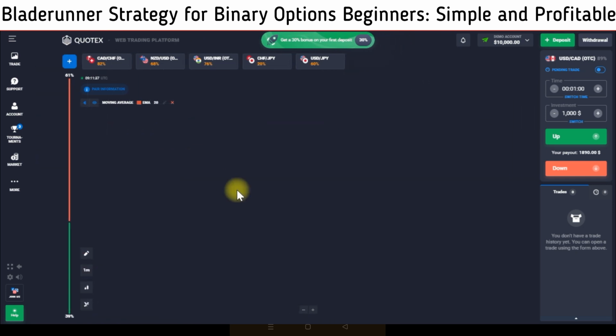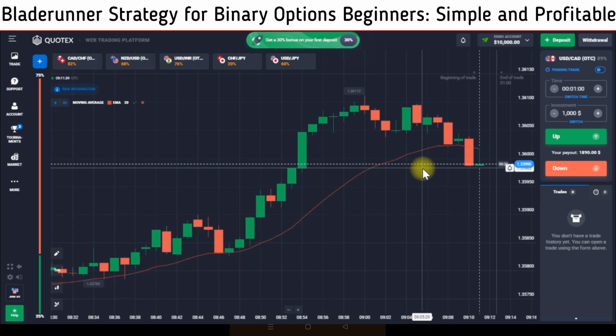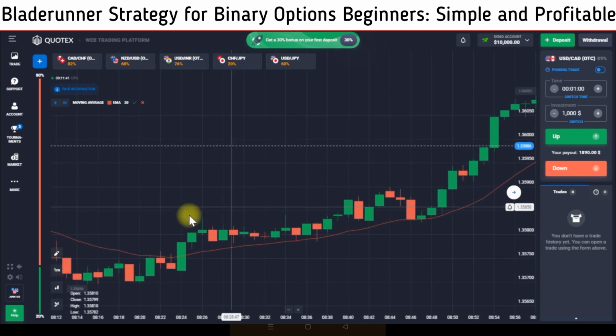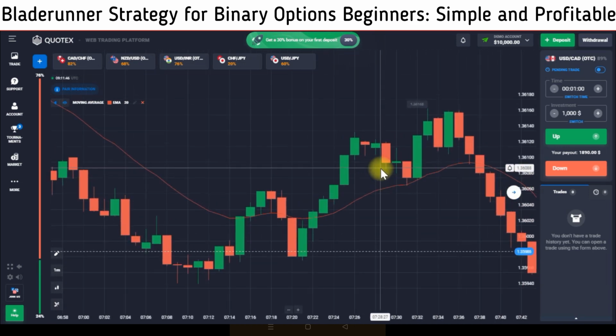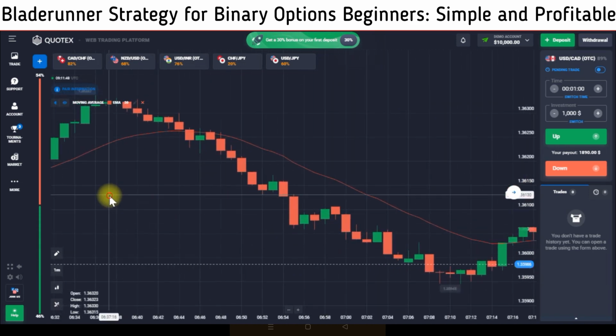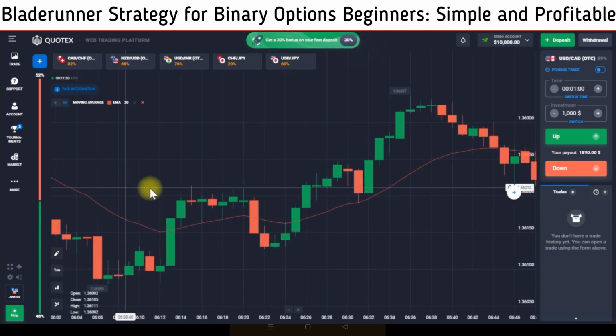The EMA acts as a blade cutting through price as it moves in order to settle on either the upward trend or the downward trend bias. This is what earns the strategy the name Bladerunner, for cutting through the price as it moves along.